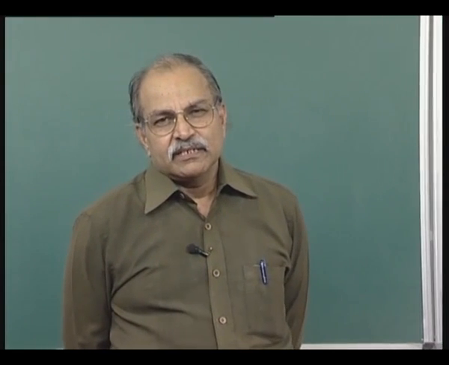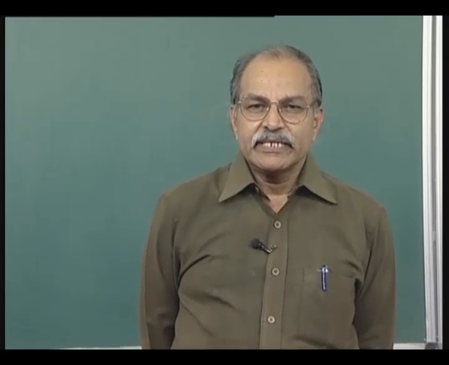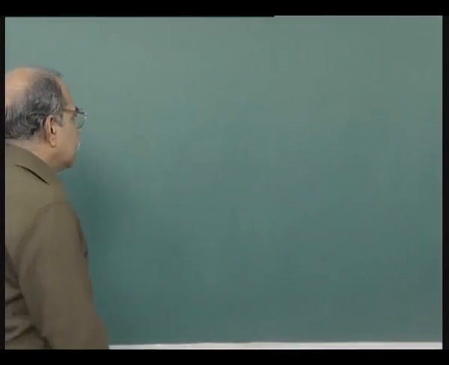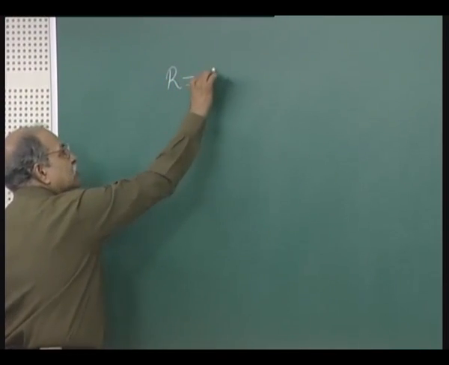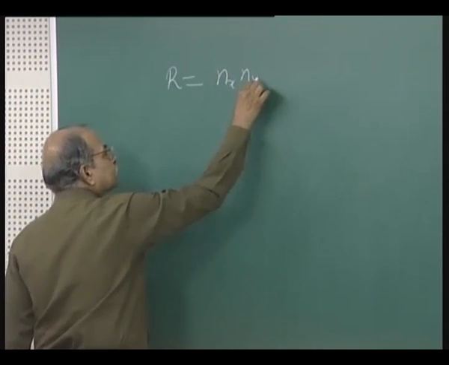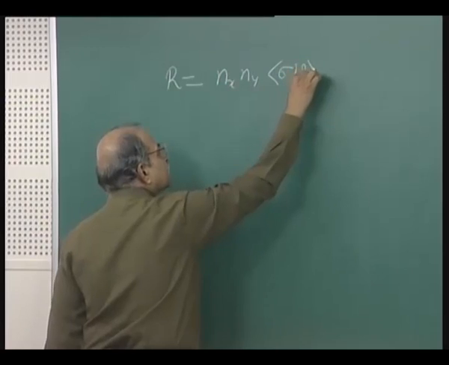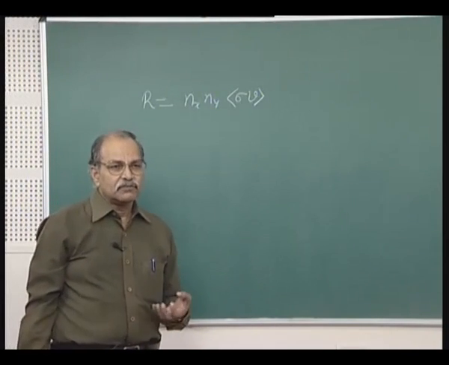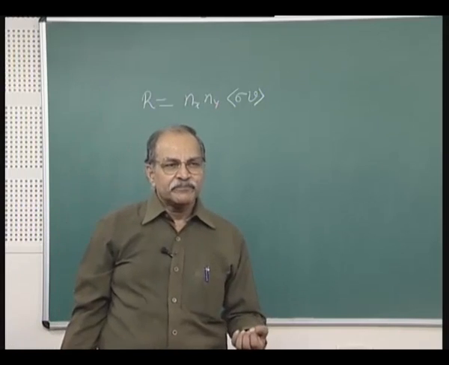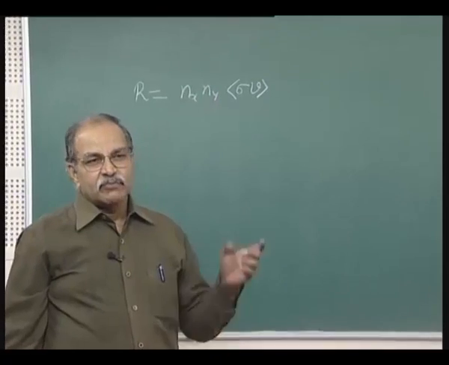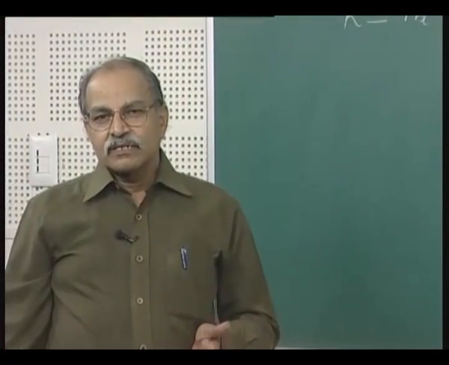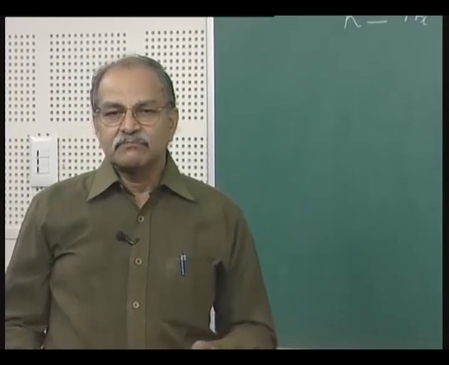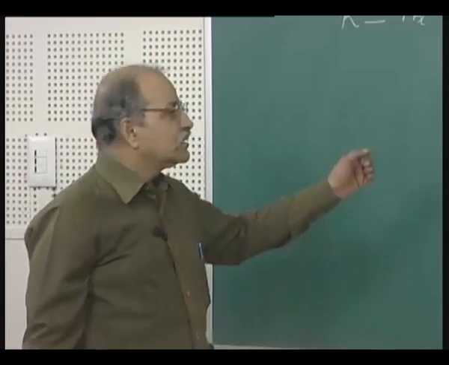So, in the previous lecture I talked about the reaction rates, and the reaction rate R, if you write, is N_x N_y <σv>, the average value of that. N_x and N_y are the concentrations, the number of nuclei of X and of Y per unit volume, and σ is the cross section for that particular reaction in those particular conditions, and v is the relative speed between the two interacting nuclei.